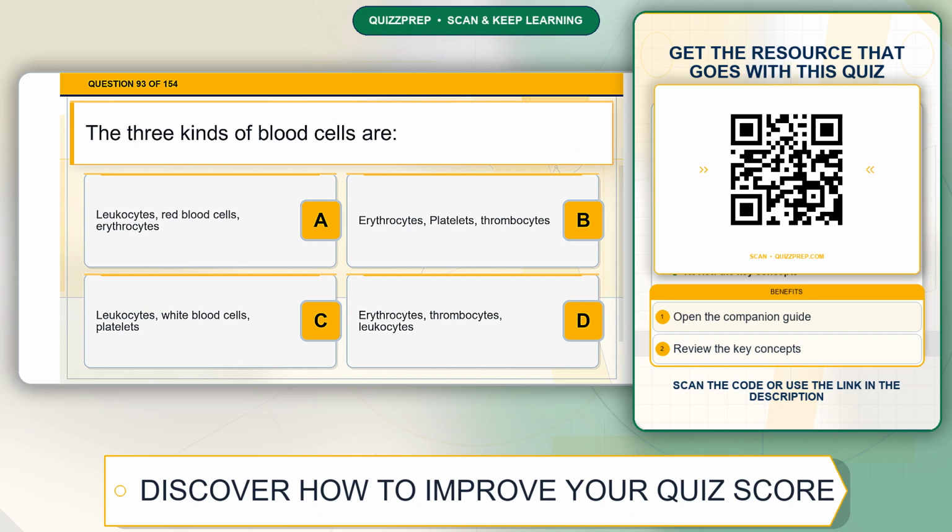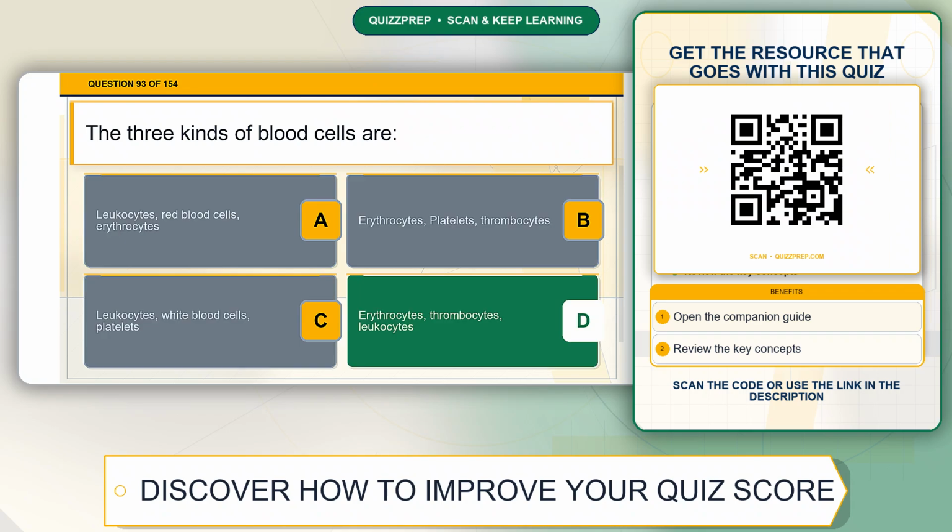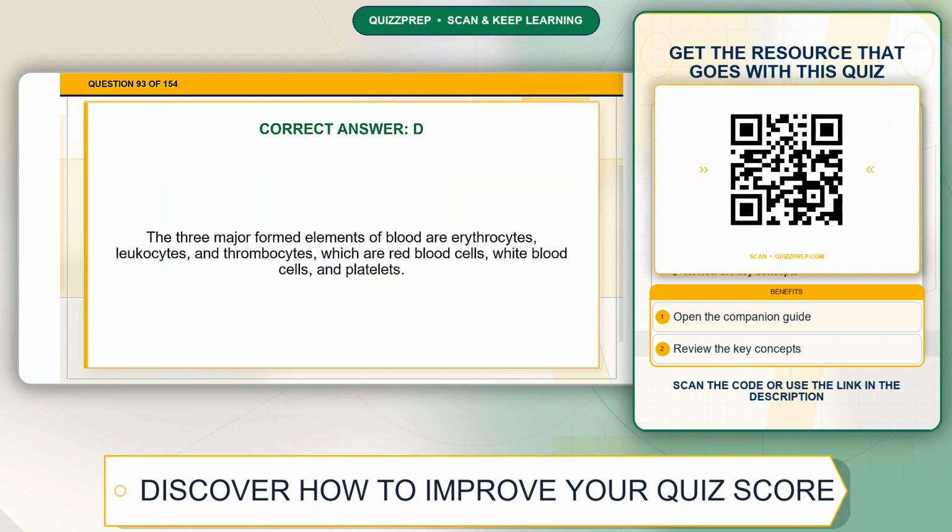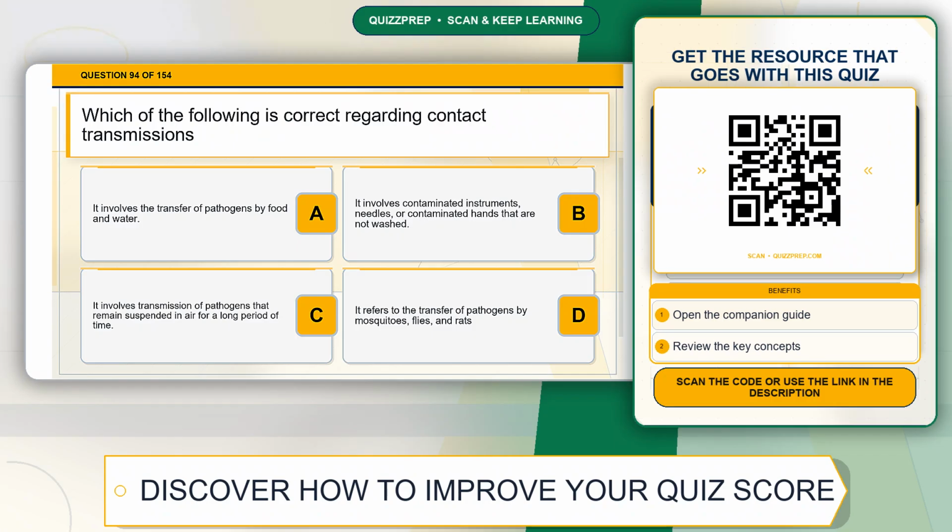Question 93. The three kinds of blood cells are: Option A, leukocytes, red blood cells, erythrocytes. Option B, erythrocytes, platelets, thrombocytes. Option C, leukocytes, white blood cells, platelets. Option D, erythrocytes, thrombocytes, leukocytes. The correct answer is option D, erythrocytes, thrombocytes, leukocytes. Explanation. The three major formed elements of blood are erythrocytes, leukocytes, and thrombocytes, which are red blood cells, white blood cells, and platelets.